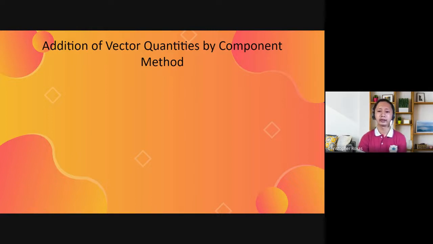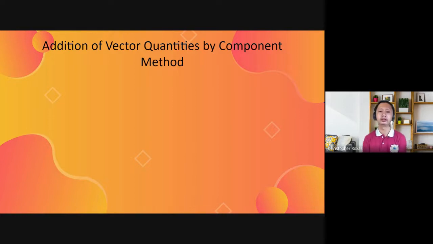Good morning, class. So for today, we will continue our discussion about addition of vector quantities. As we learned from our previous lesson, vector quantities are quantities with both magnitude and direction. And how do we get the sum or resultant of two or more vectors? There are several methods, okay? So first is the graphical method, wherein we draw the vectors represented by arrows, and the magnitude of the vector is proportional to the length of the arrow.